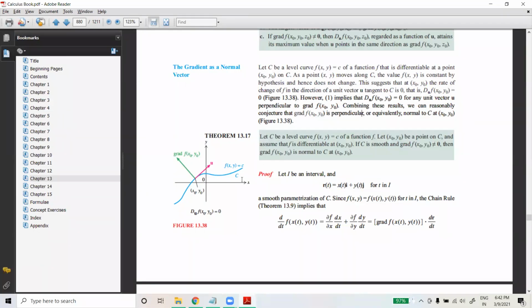So that is the theorem here. Let's see, we are drawing the level curve here. So u and gradient are like this. Gradient and u are perpendicular to each other.